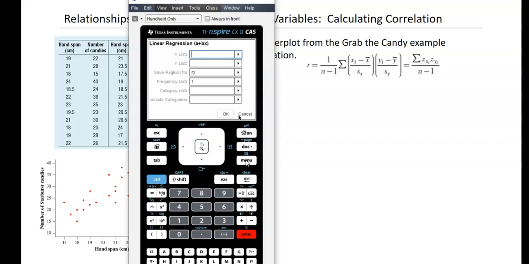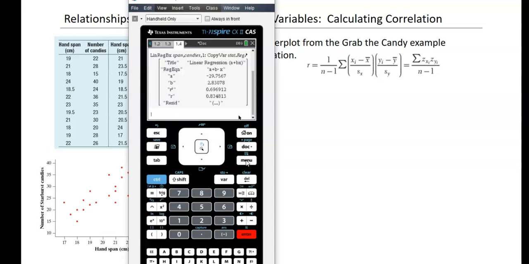So click that for linear regression, choose the list. I think the first list was span. The Y list was candies. And you can just press enter here, and it gives you all this information, right? It gives you the equation of the regression line. It actually put it into F2 for me automatically. Gives you R squared and R. So it gives you R there, which is 0.830.